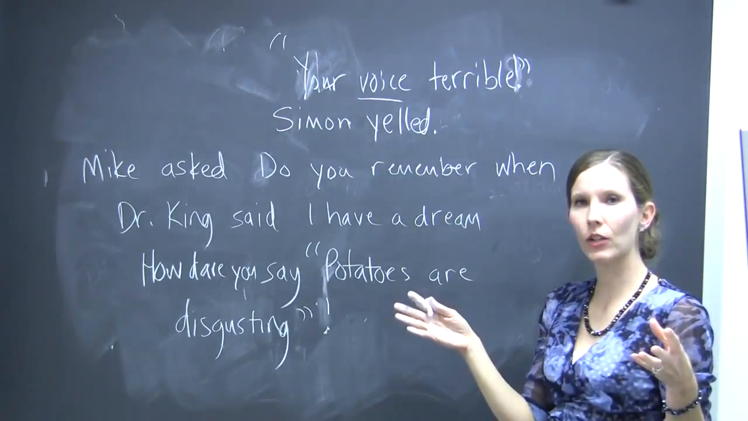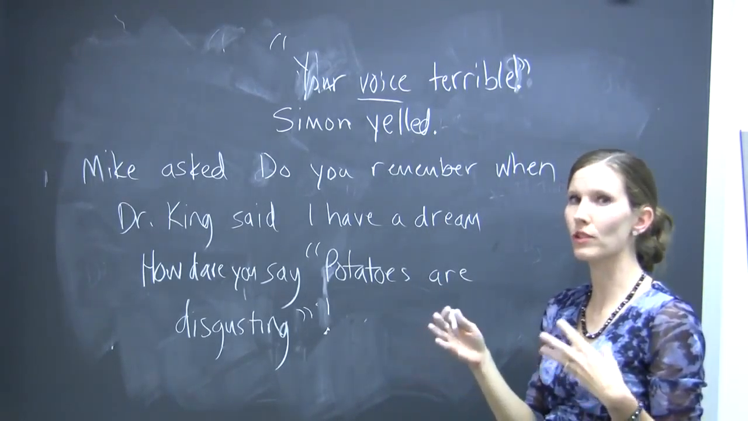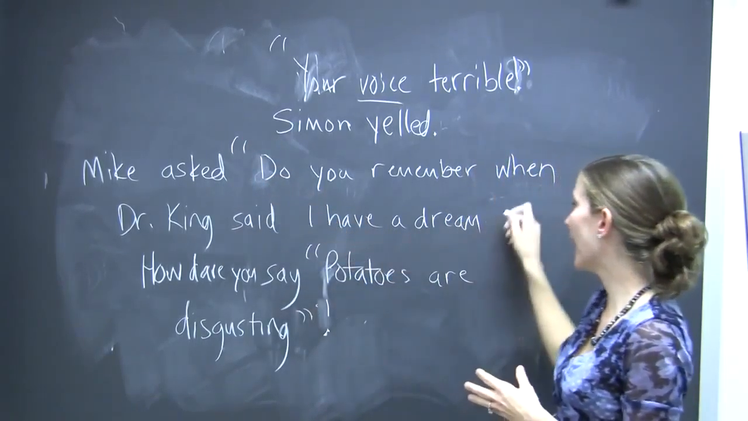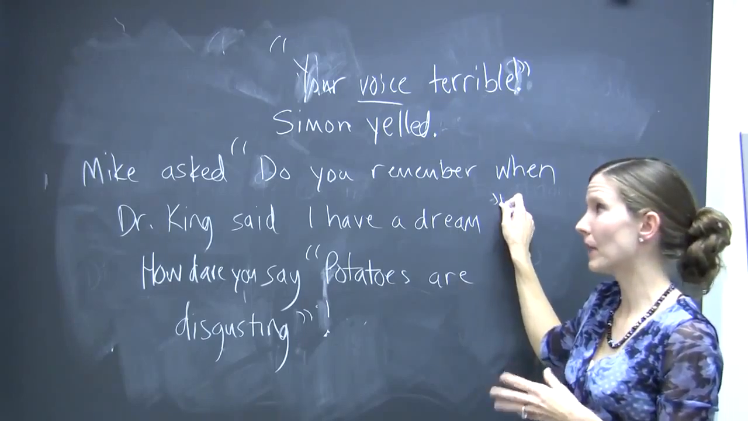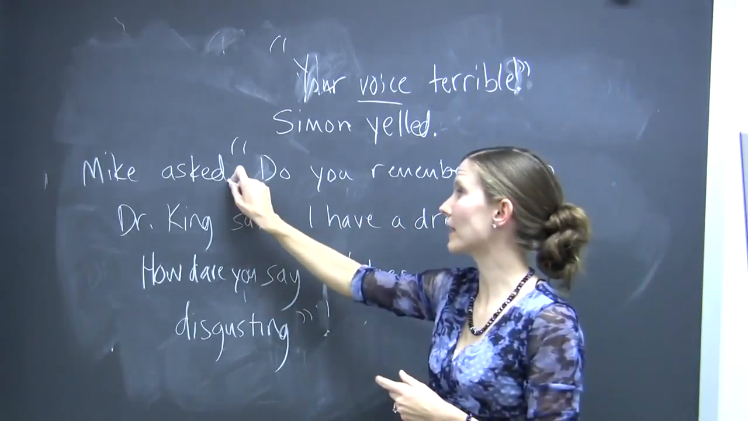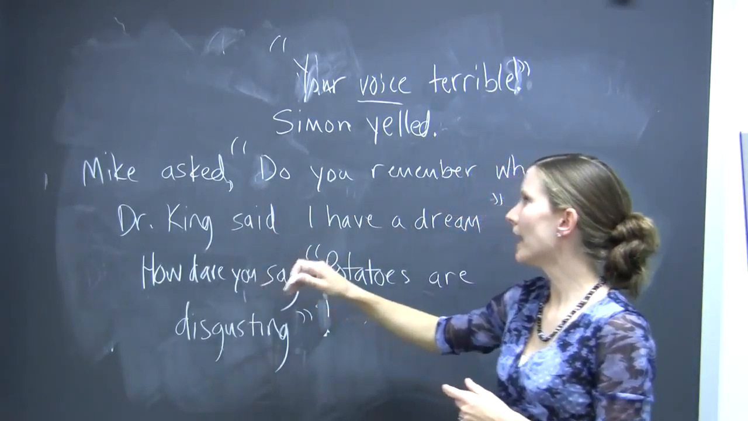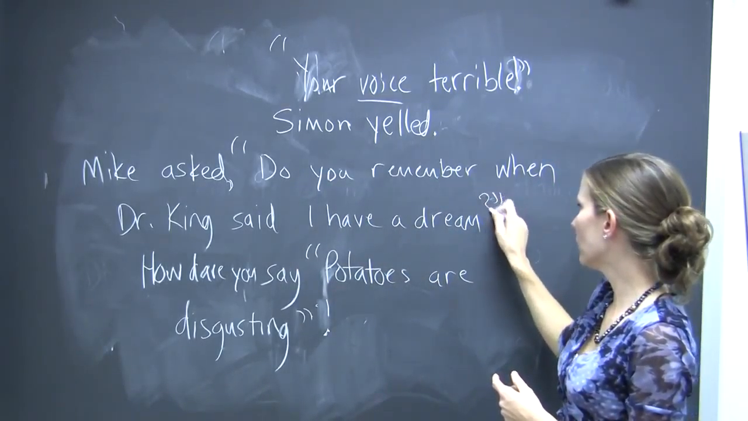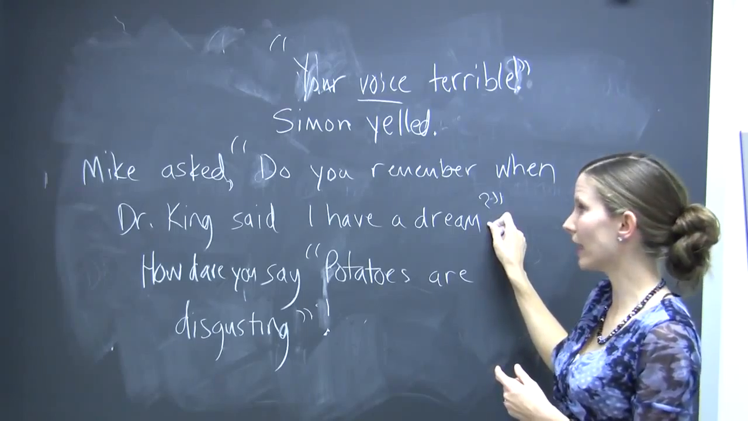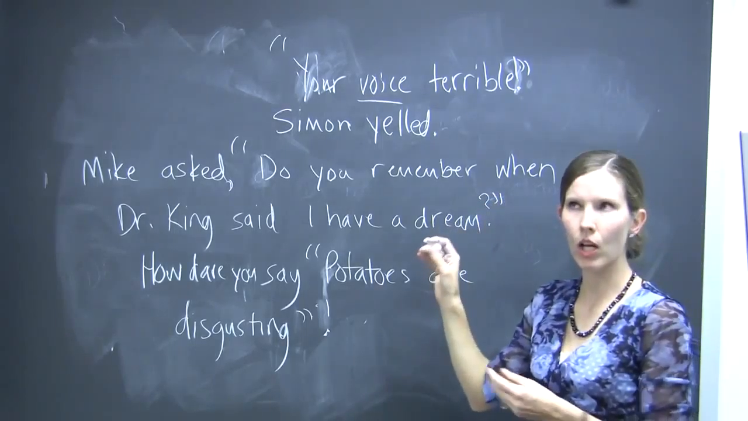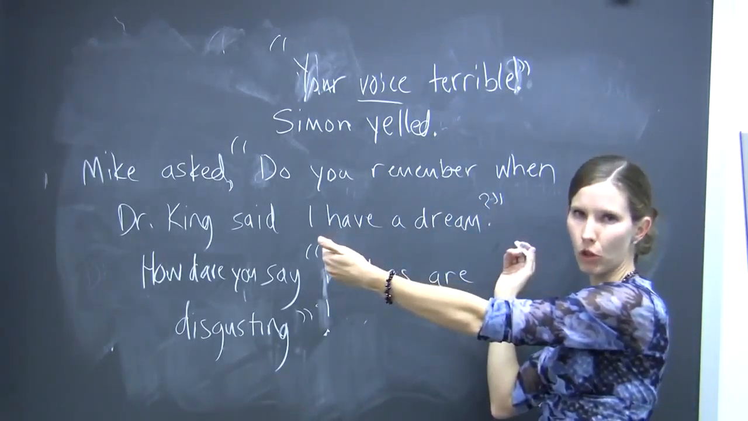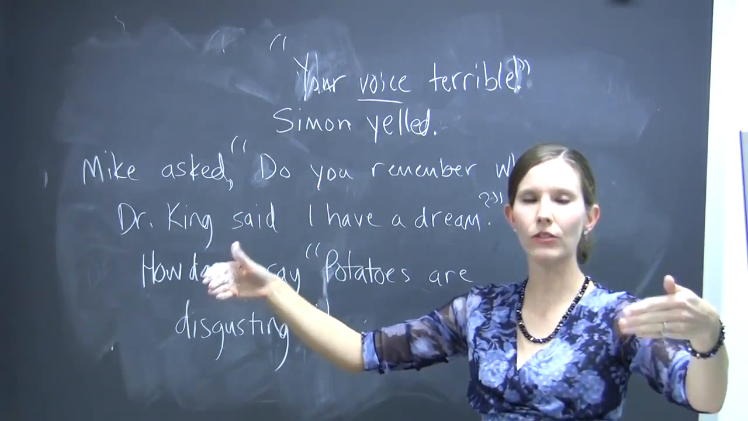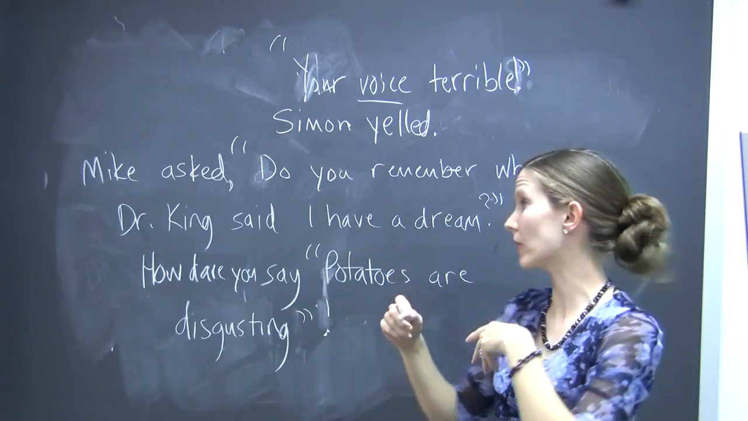First, I need to indicate the words that Mike used, the words that Mike spoke. So I put quotes in front of his first word and after the last thing he said. Just like before, separate the identifying tag with a comma. Now, he's asking a question, so I would put my question mark there, but he's also using someone else's words. If you are using a quote inside of a quote, then you need to indicate that with single quotation marks.